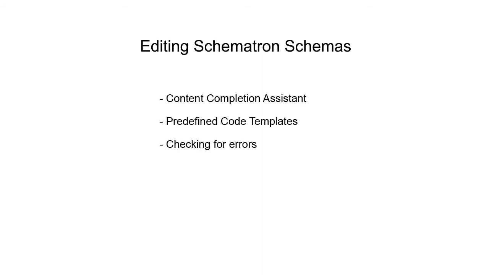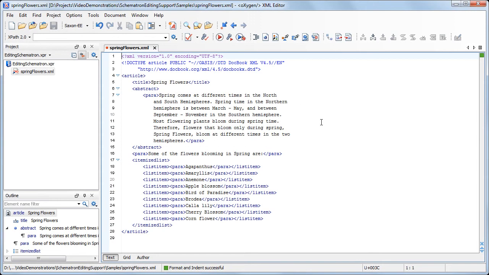This demonstration covers the editing of a Schematron schema using oXygen XML editor's content completion assistant and predefined code templates. Due to its complex processing engine, oXygen is the only XML editor that offers an error management mechanism capable of pinpointing errors in XPath expressions. This feature, coupled with the ability of finding errors in the included schema modules, makes oXygen the best choice for Schematron development. In our demonstration, we need a Schematron schema, which checks a number of rules for a DocBook document.